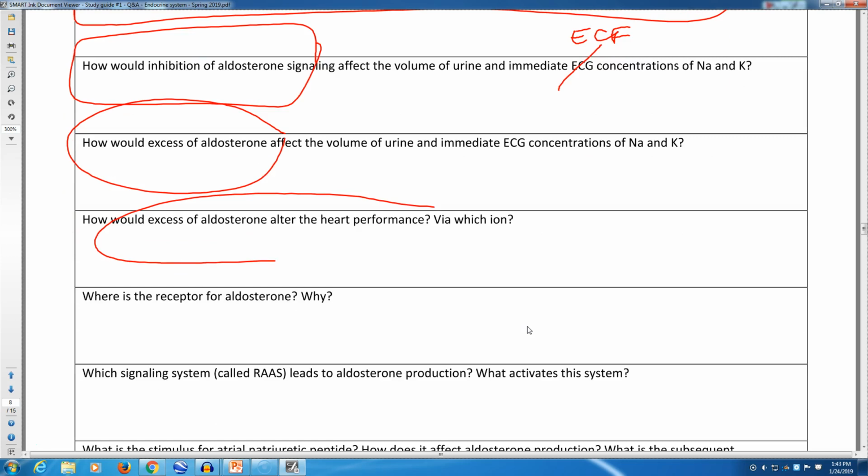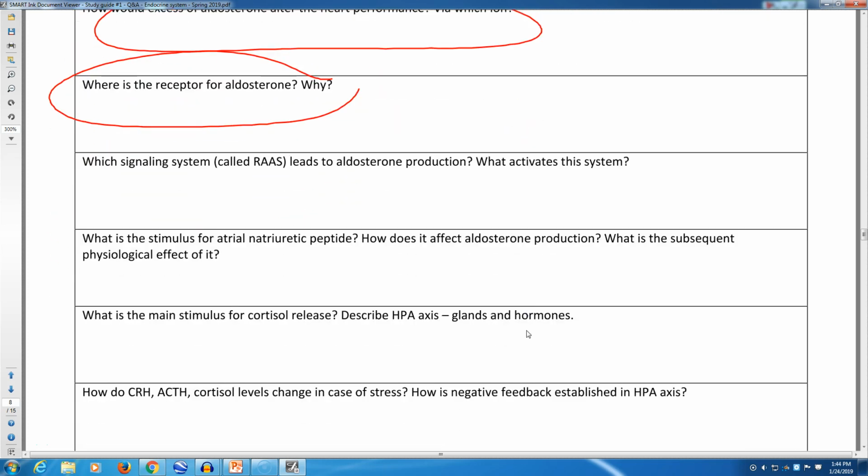Excessive aldosterone, how will it affect performance of the heart? What do you think? It's kind of a tricky question. What if you have a lot of aldosterone? What are you going to excrete? Potassium. Is potassium important for heart function? Yeah. So you're going to have hypokalemia. Okay. The receptor is inside the cell because aldosterone is lipid soluble.